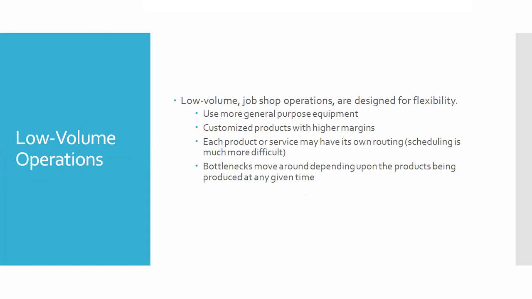Each product or service may have its own routing, which makes scheduling much more difficult. So every product and its services have their own individual routing, and scheduling for that is much more difficult. And bottlenecks move around depending upon the products being produced at a given time.